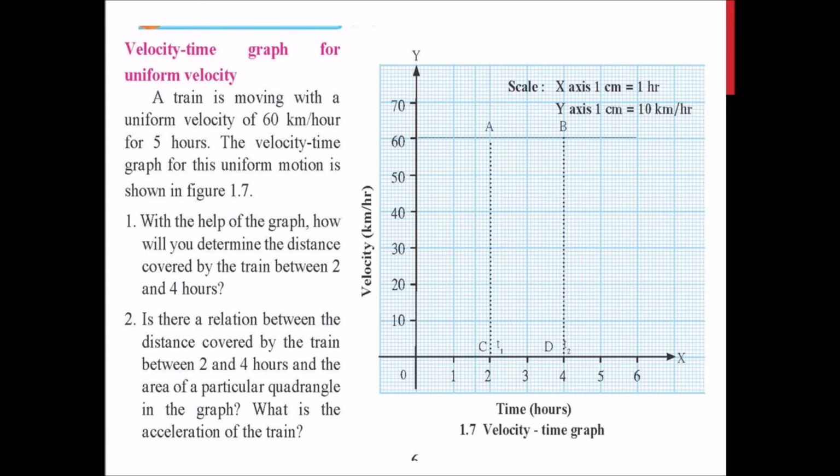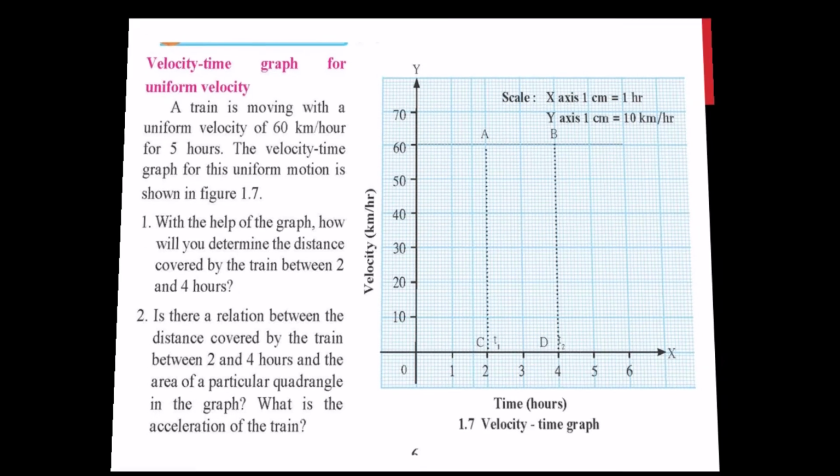With this we will understand that here we have a train moving with uniform velocity, 60 km per hour for 5 hours. The velocity time graph of this uniform motion is shown in this figure. You'll be able to see this is the figure. We will see A and B, where A is the initial position and B is the final position. Here we will understand it is a velocity time graph for the uniform motion of a train.